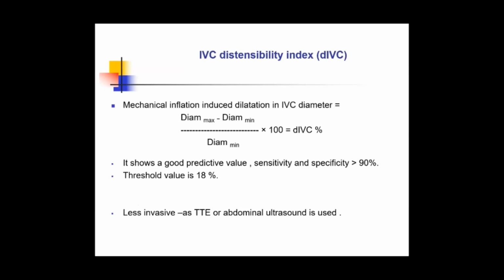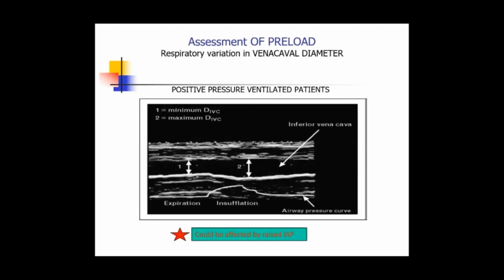So IVC distensibility index shows a good predictive value. Sensitivity and specificity is more than 90%. Threshold value is 18%. It is less invasive as transthoracic echo or abdominal ultrasound is used in this case. And we can see here in this picture, this is the IVC plotted against the respiratory cycle. During the expiration, you have the minimum IVC diameter, whereas during the insufflation, you have the IVC distended and you have the maximum diameter of the IVC.